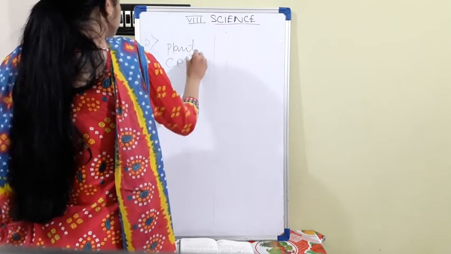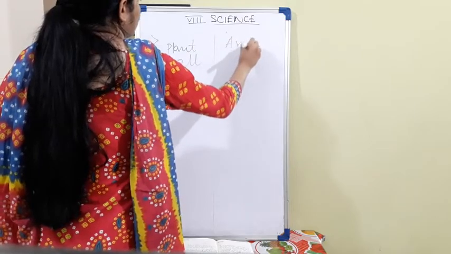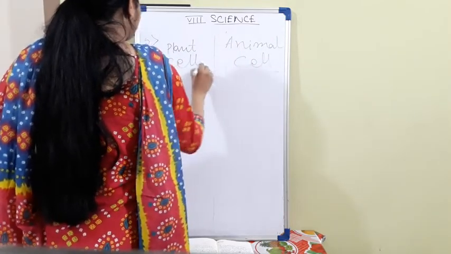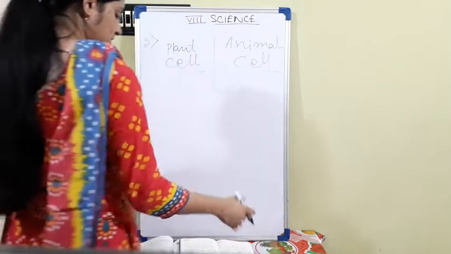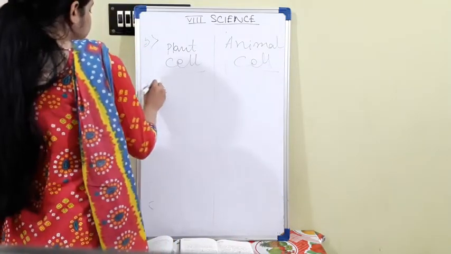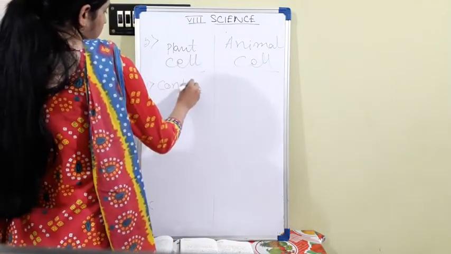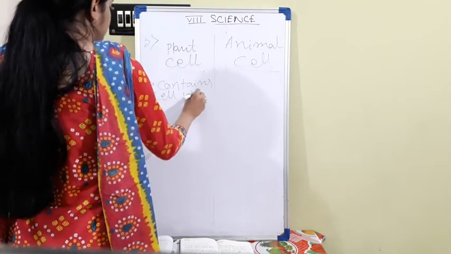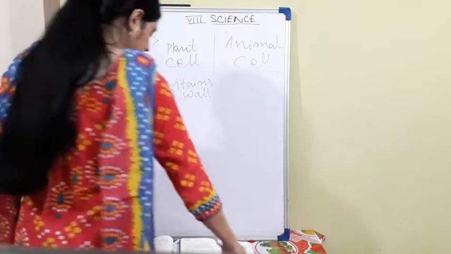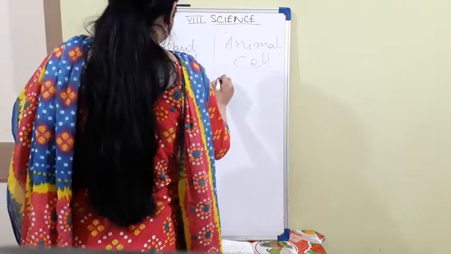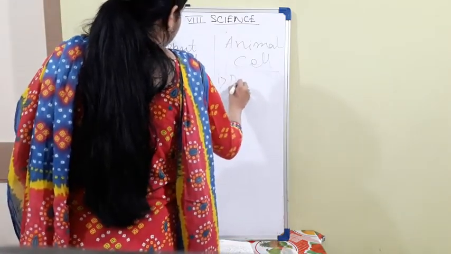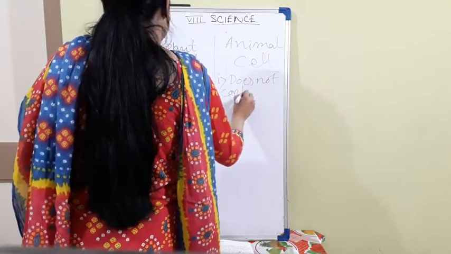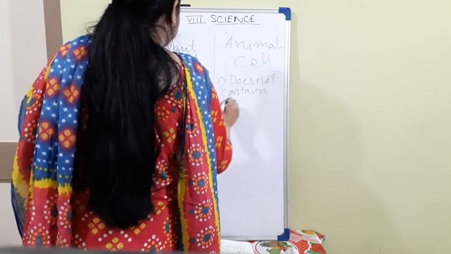Plant cell, animal cell. First one, contains cell wall. Plant cell contains cell wall, animal cell does not contain cell wall.